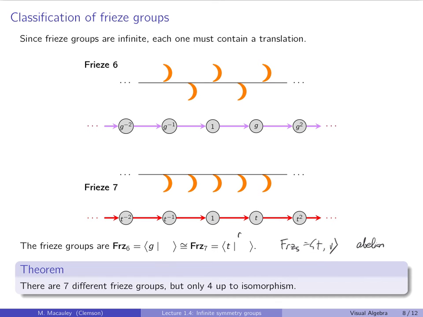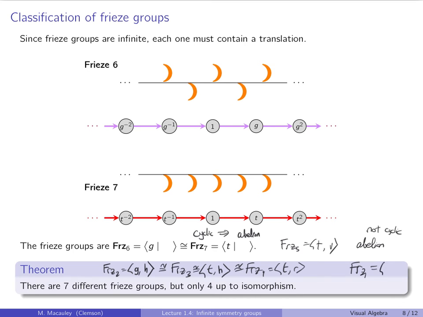So let me write that. These are abelian, or I should say cyclic, and therefore abelian. Abelian, but not cyclic. Then there was Frieze 2, which is generated by G and H, which was isomorphic to Frieze 3, which was generated by T and H, which was isomorphic to Frieze 4, which is generated by T and R. And then there was Frieze 1, which is the only one of these that required 3 generators, T, V, and H. We could have done T, V, and R.